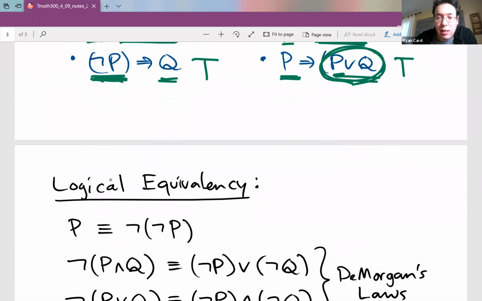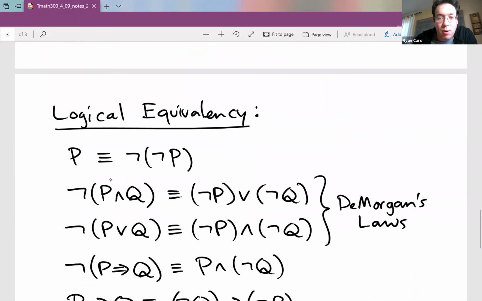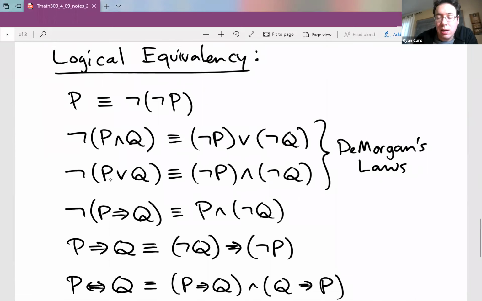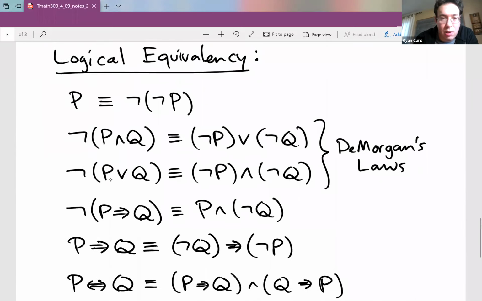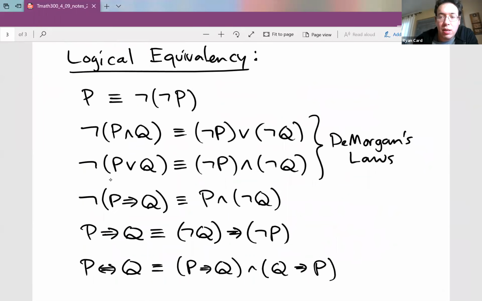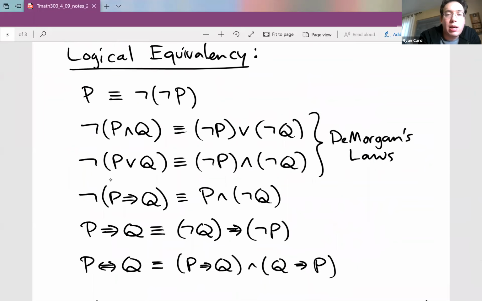Let's do a few more words. I want to cover the concept of logical equivalency. Remember previously we discussed P and not P. If you flip the truth value twice, you get back to what you started with. So P is equivalent to not not P.